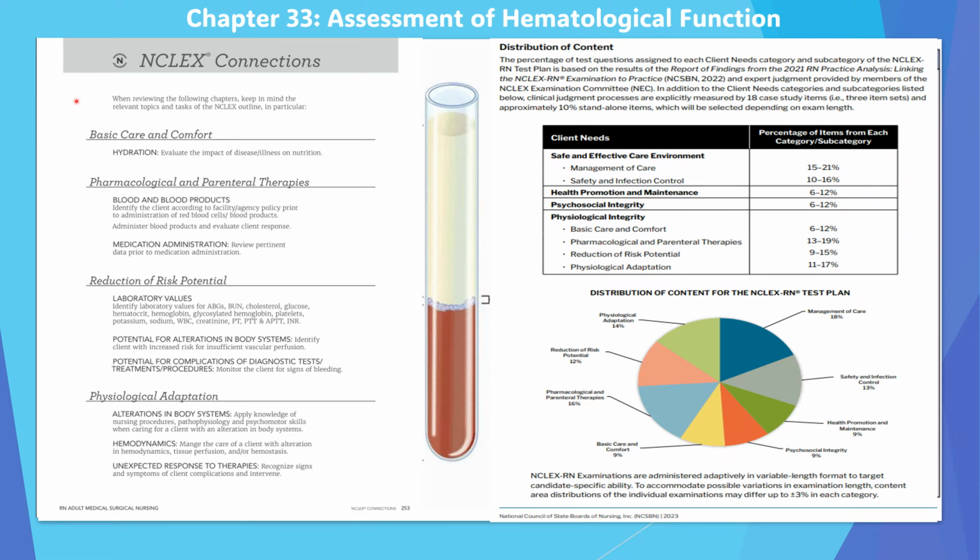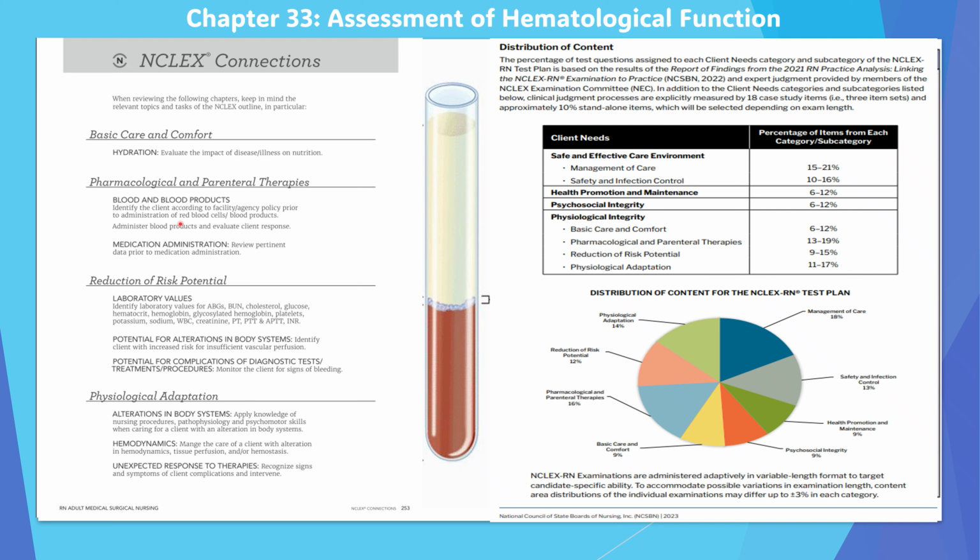And from the blood, it says right here, when you're reviewing the following chapters, keep in mind the relevant topics and tasks of the NCLEX outline in particular. You see, basic care and comfort, it's hydration. Evaluate the impact of disease, illness on nutrition. This is related to blood disorders. Then pharmacological and parenteral therapies, right? It's from this: blood and blood products.